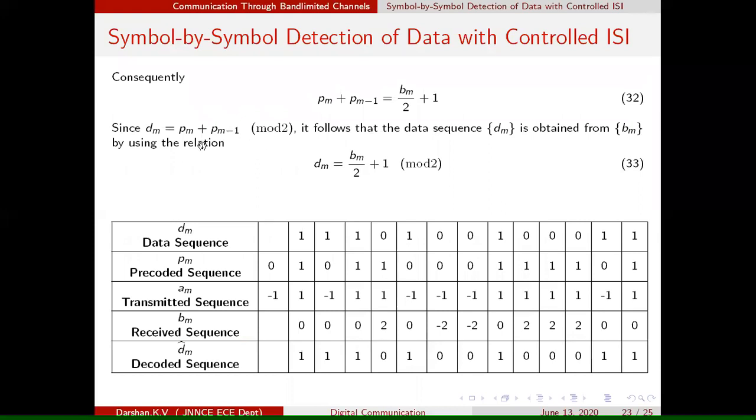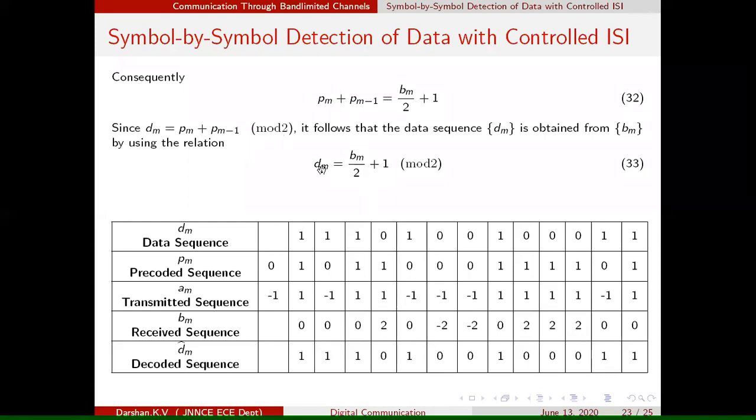That is what has been written over here: Pm plus Pm minus 1 is equal to Dm. So what can we understand from this expression? Let me complete this. Instead of writing Pm and Pm minus 1, what am I writing? Just observe, this LHS has been replaced by Dm.